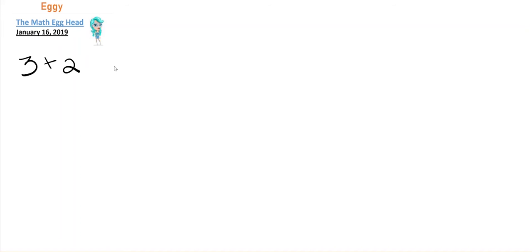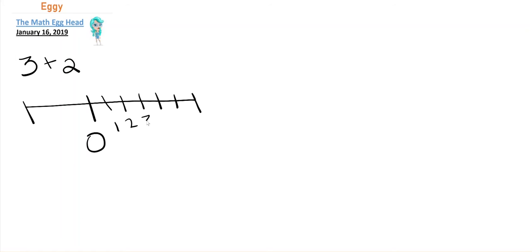So let's try this. 3 plus 2. I want to do the number line, but instinctively we know that 3 plus 2 is obviously 5. But I want to show you on the number line how this would look so that going forward when we do practice problems, you will be able to navigate up and down the number line.